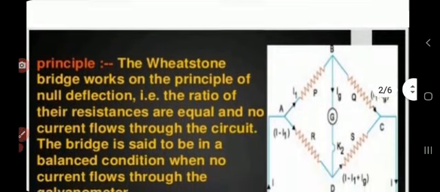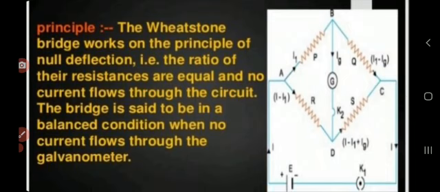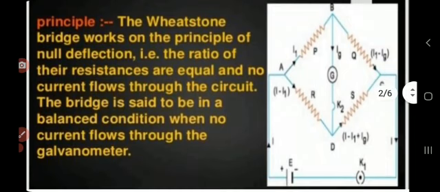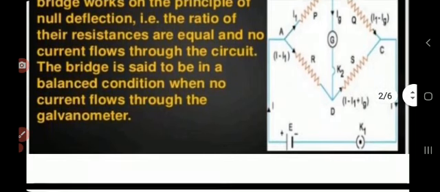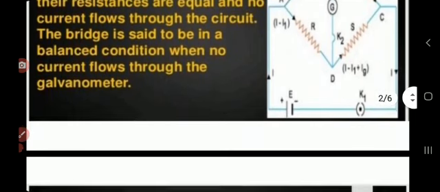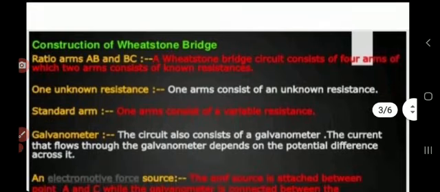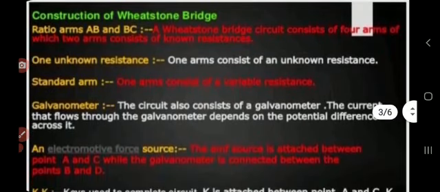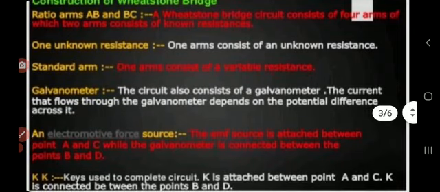It is based on Kirchhoff's laws as well as on the principle of null deflection. Null deflection means the galvanometer shows no deflection. Now, if we want to discuss the construction of the Wheatstone bridge, we have ratio arms AB and BC, an unknown resistance, a standard arm and a galvanometer.